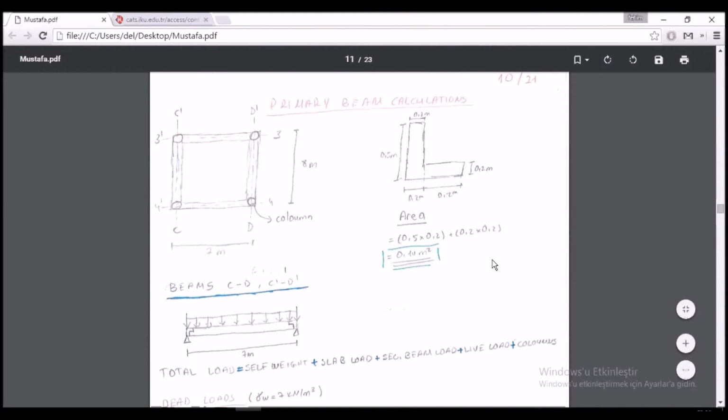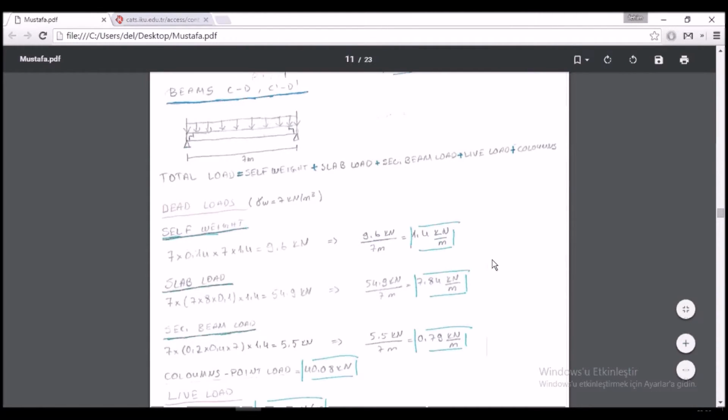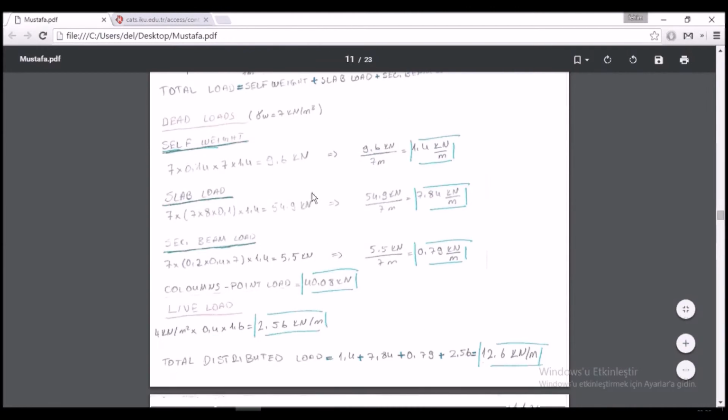At this page, we started to calculate loads on our primary beams. Because our primary beams has L section, first we found area of our L section, and after that we found all loads on our beams, such as self-weight of our beam, slab load, secondary beam load, live load, and point loads of columns on the top. As you can see here, we found all loads on our primary beams.